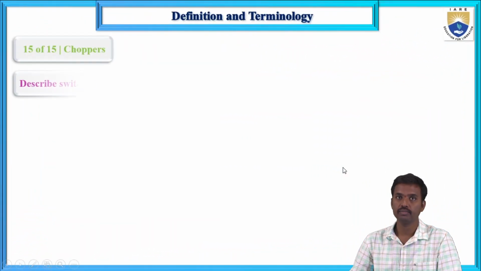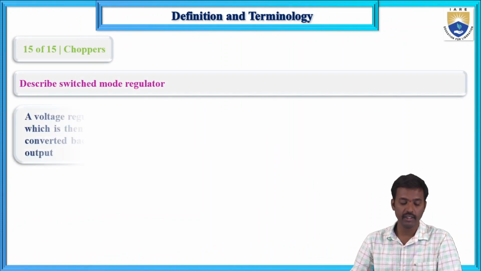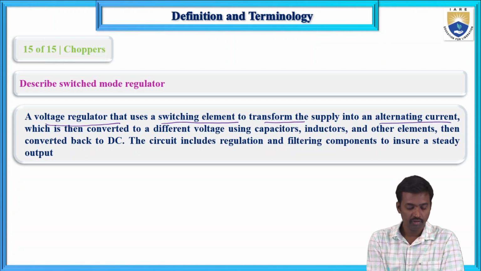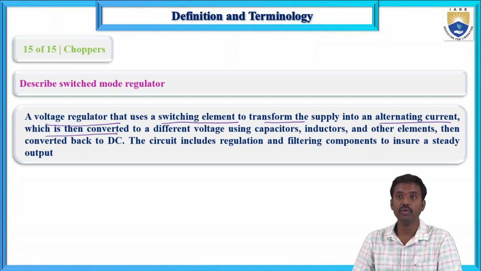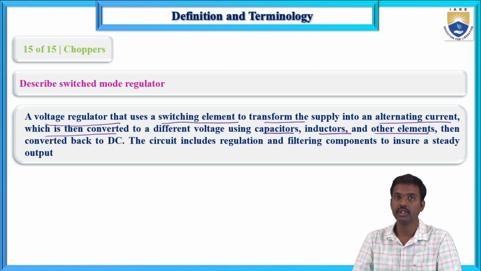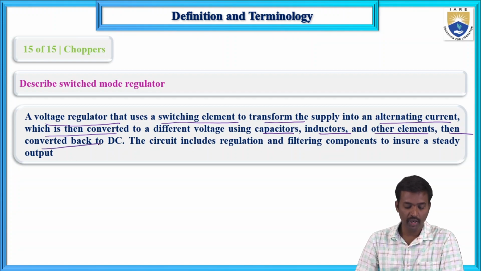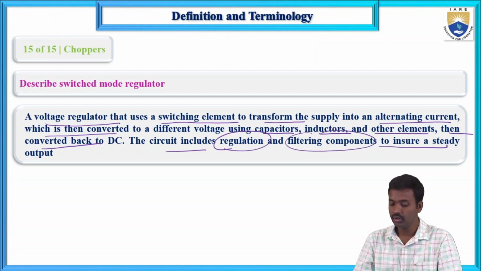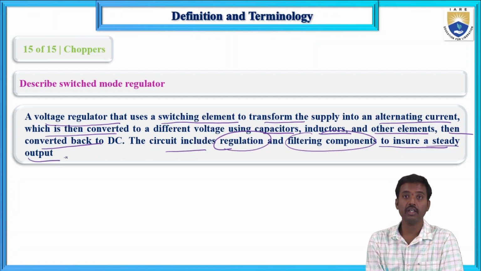Now switched mode regulator. It is a voltage regulator that uses a switching element to transform the supply to alternating current, which is then converted into different voltages using capacitors, inductors and other elements. Then the converter is back to DC. This circuit includes regulation and filtering components to ensure a steady state output.